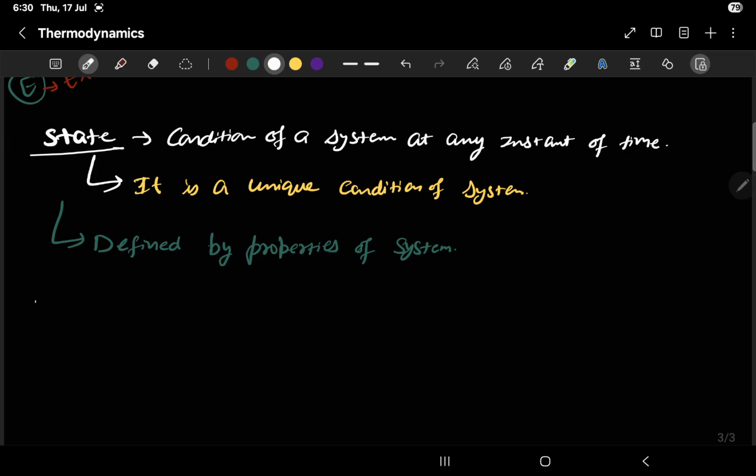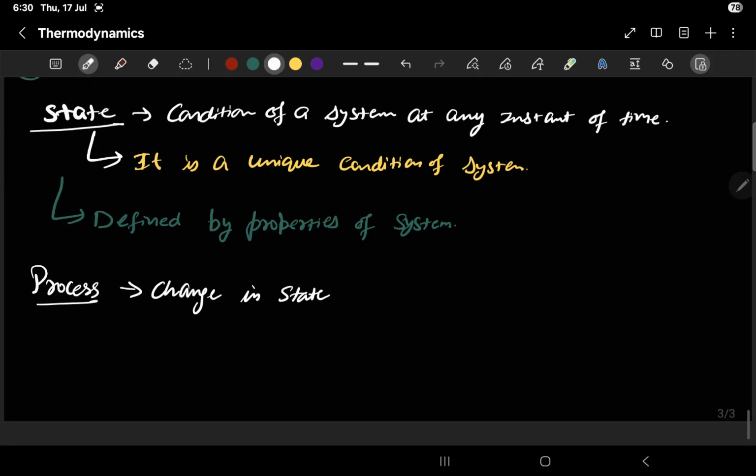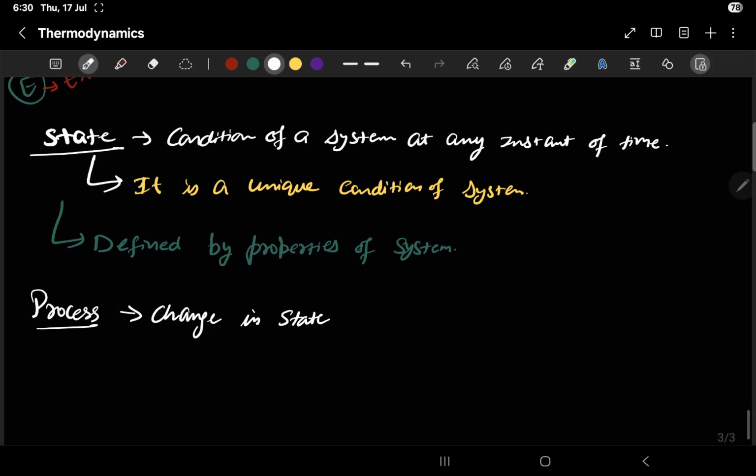So let's talk about the next topic, process. The process is described by change of state, change in state. So whenever a system undergoes a change in state, or there is an energy transfer at a steady state, this will be called a process.